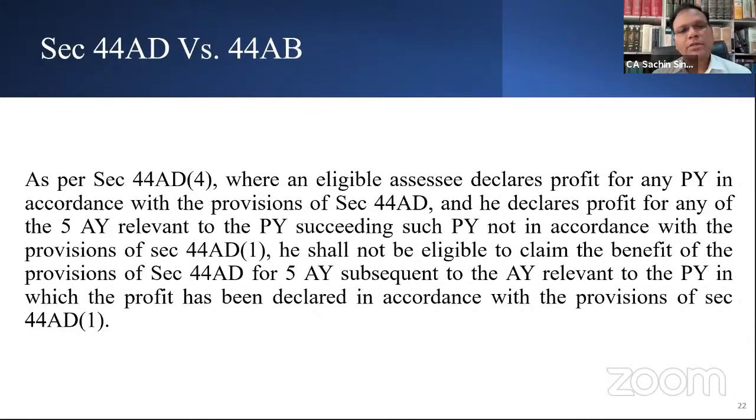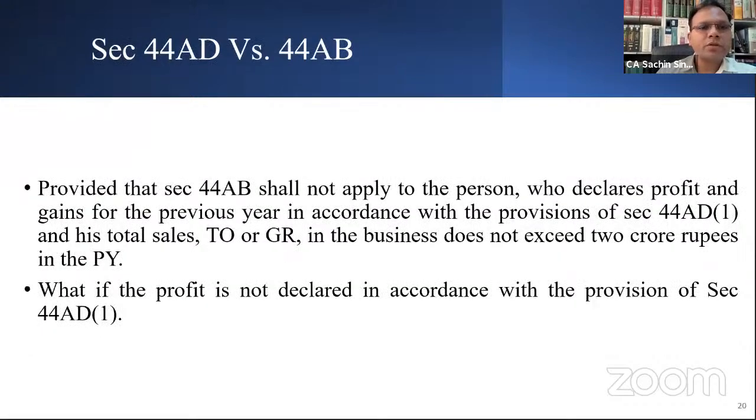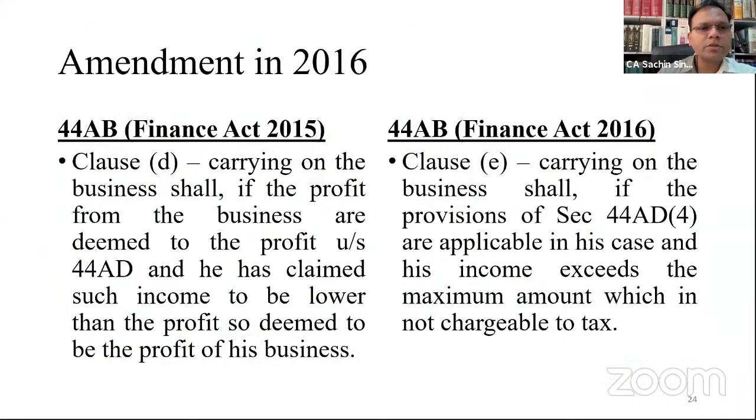Subsequent 5 years, even though your turnover is less than 1 crore, 2 crore, 5 crore, whatever the case may be, even though you want to declare the profit more than 8%, 12%, 15%, that is all immaterial. For 5 years, you compulsorily have to go to 44AB and get your accounts audited. So with this, we can do 1 or 2 examples. Then we can come back and discuss more on this.